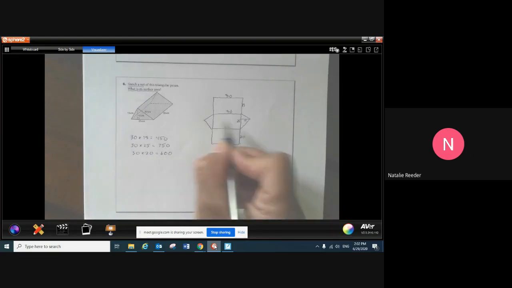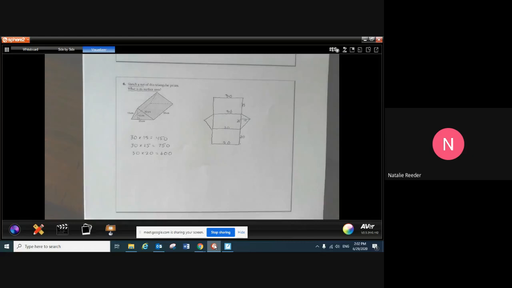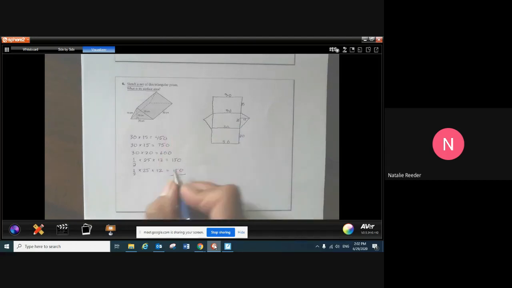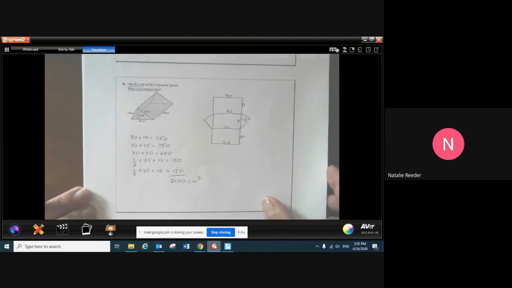Now the 2 triangles, again, are the same dimensions. They always will be, but we have to do it twice. So we go 1/2 times the base, which is 25, times the height, which is 12, which gives me 150. We do it again, which is another 150. So in total, when you add all those numbers up, it gives us 2,100 centimeters squared. And that is the surface area of my triangular prism.